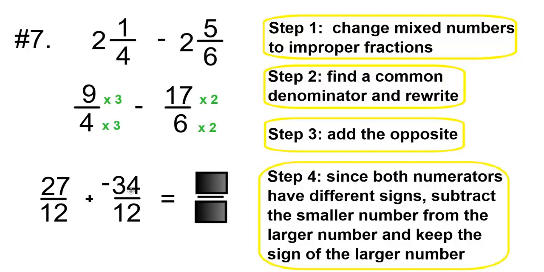So 34 minus 27 is equal to 7. And since the 34 is larger, we'll keep the negative sign. So it's going to be negative 7 over 12. So 2 and 1 over 4 minus 2 and 5 over 6 is equal to negative 7 over 12.